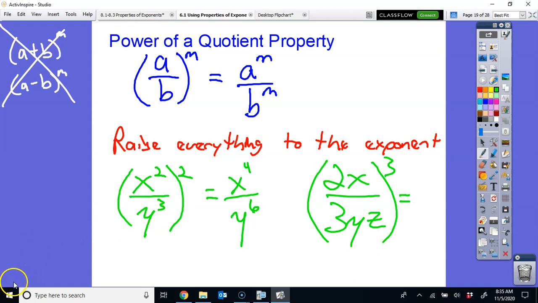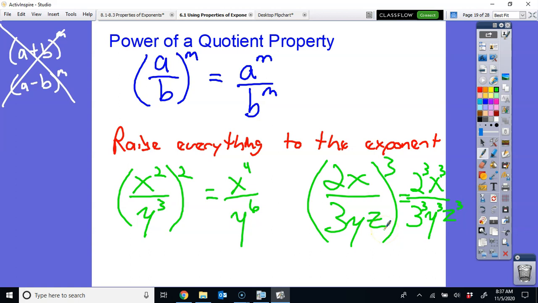Cube everything in those parentheses. All right, so if we raise everything to the third power, we do 2 to the third power, x to the third power. On the bottom, 3 to the third power, y to the third power, z to the third power. Everything gets raised to the third power. And I know that's a lot, but guys, that's what this property says. If I have this division or multiplication on the inside, I can raise everything to the power.